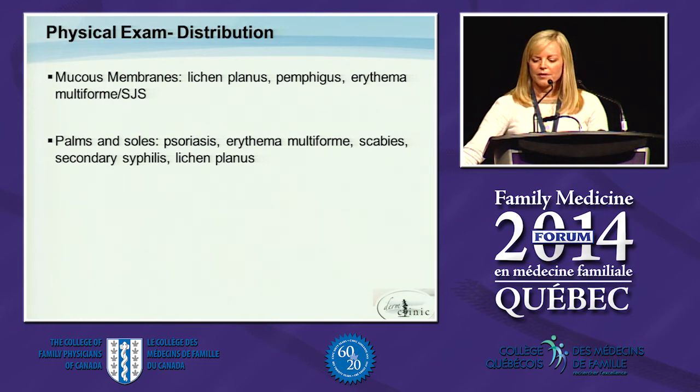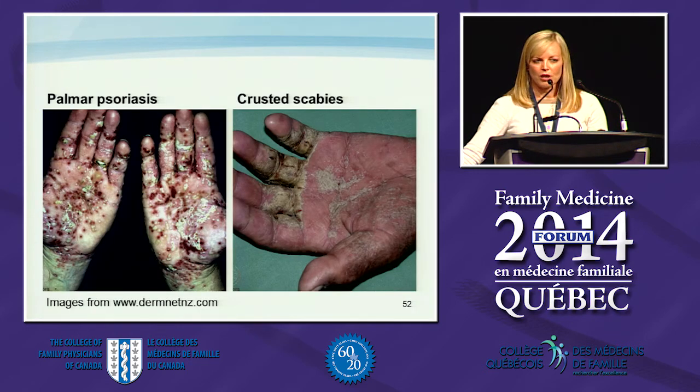So just showing similarities, but again, their history is going to be quite different. A palmar psoriasis patient may have psoriasis elsewhere. A crusted scabies patient is going to have burrows and signs of scabies in other classic locations. They're going to probably have itchy contacts or live in a nursing home.